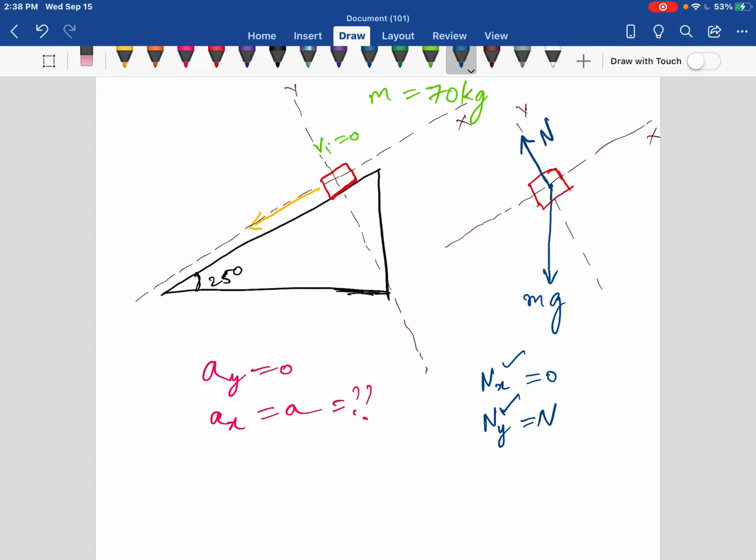If you start drawing everything in terms of free body diagrams, you will see that it is much easier to just directly draw that. However, this mg has to be split into components, and you can already see it is this way, right? So it has to be split into this side and this side. You can already see that those are the two directions in which it has to be split.